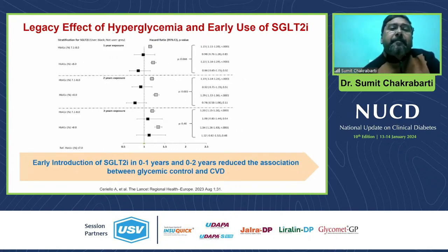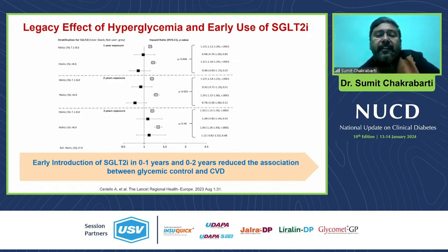The black colored boxes represent the cohort using dapagliflozin. And here we can see that in the initial part, 1 year or 2 year exposure, the hazard ratio is reduced, and that too in a statistically significant way. So early introduction of SGLT2 inhibitors in 0 to 1 years or 0 to 2 years reduces the risk, with better association of glycemic control and control of cardiovascular diseases.